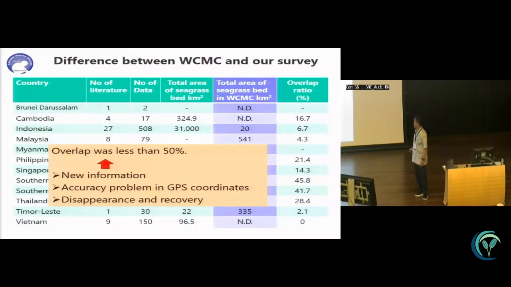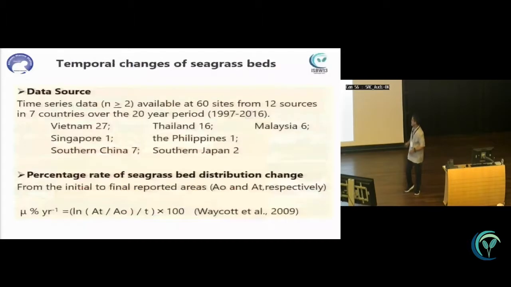Rather, information has been collected from the previous gap area, or there was a problem with accuracy in GPS coordinates. So we gave up comparing these two data sets for examining temporal change, but instead we tried to pick up data which has more than two time series from the same source with the same research method from our literature survey, and found temporal data for 60 sites from 12 sources in 7 countries over a 20-year period. So it's based on our own literature survey.